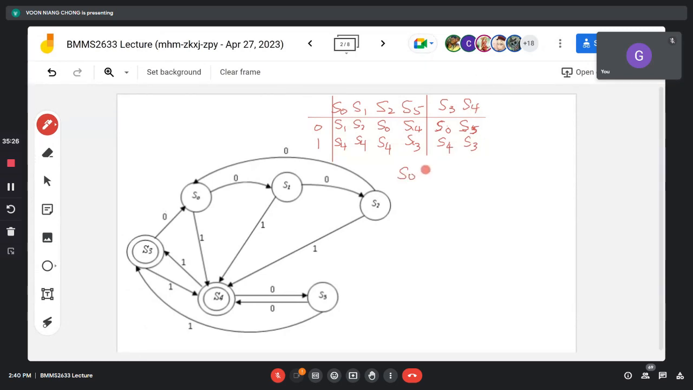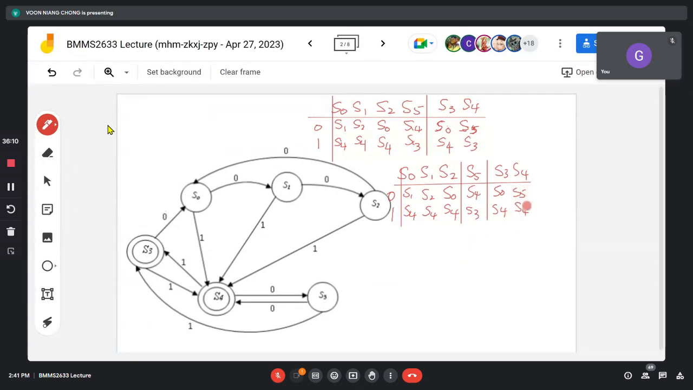So in the next table, we will have 0, 1, 5, 0, 1, 2, and then this one S5 taken out, then this one S3, S4. So here it is still 0, 1. So S0, we have S1, S4. S1, we have S2, S4. S2, we have S0, S4. S5, we have S4, S3. S3, we have 0, 4. And this one is 5, 4.